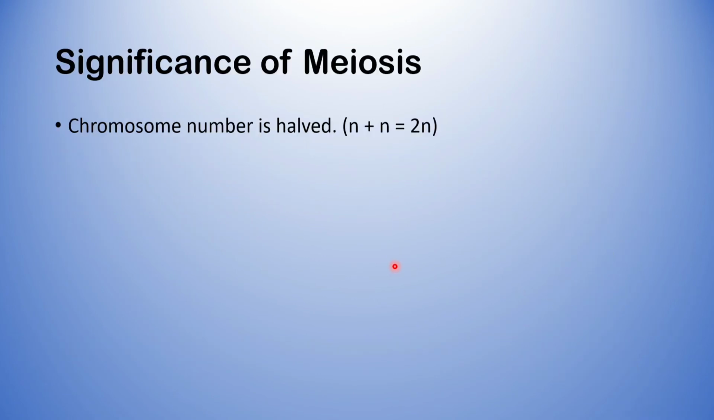Now, the significance of meiosis. The chromosome number is halved. First n plus n equals 2n, and it will be 2n plus 2n equals 4n, which means the total number of chromosomes is halved into two different numbers of chromosomes contained in each of the daughter cells.